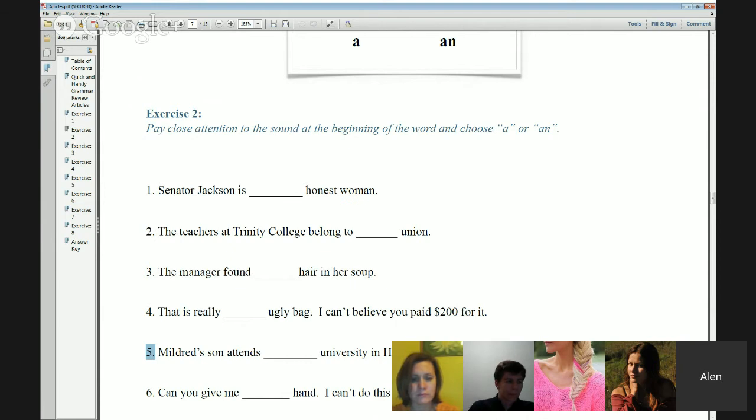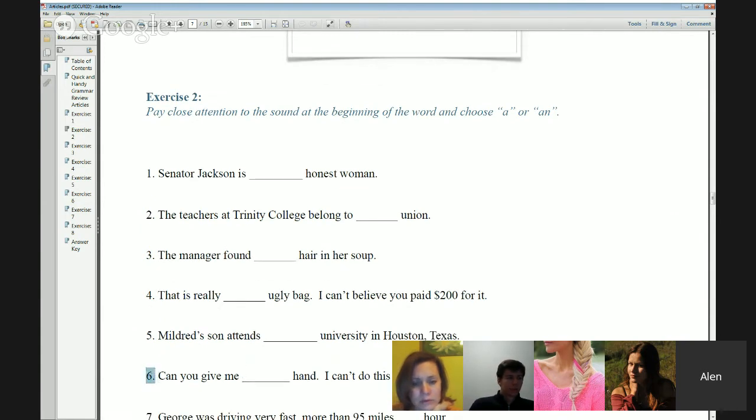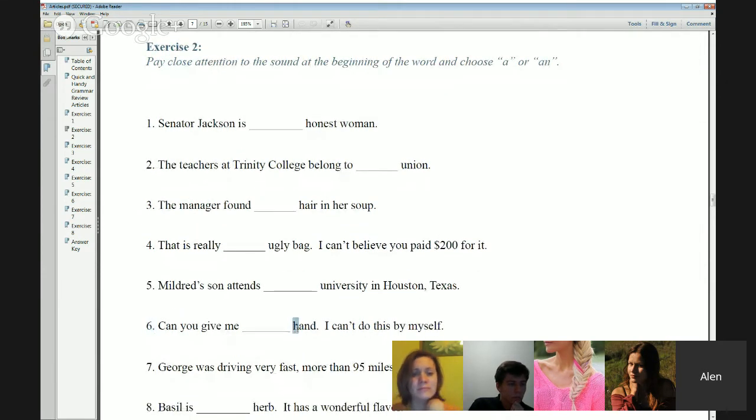Number five. Mildred's son attends a university in Houston, Texas. Houston, Texas. I know it's spelled with an H, but we pronounce it Houston. Houston, Texas. Very good. All right, Julia? Can you give me a hand? I can do this by myself. Yeah, can you give me a hand? Very good, hand. So the H here is pronounced.